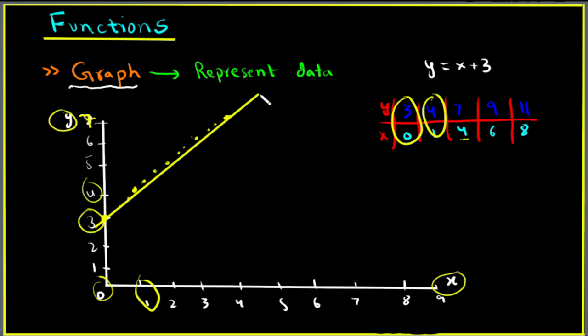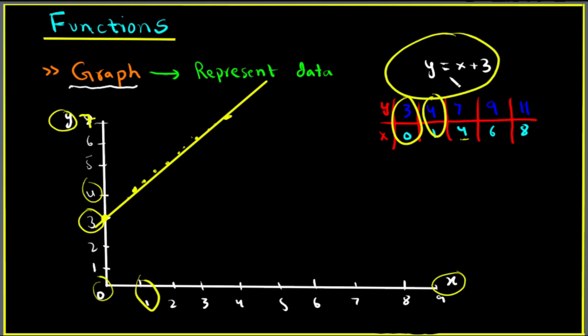This is a straight line that goes like this. This is actually a representation of this function. This yellow line here is the representation of y is equal to x plus 3. That's how we draw graphs, and how we translate algebraic functions into the graphical format. So this line here is representing this function.